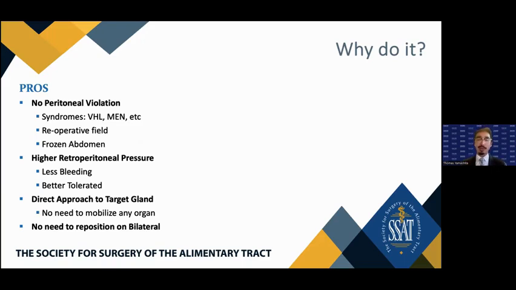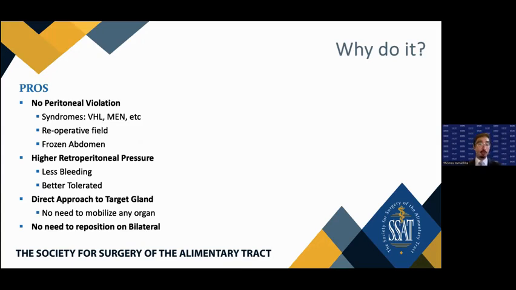So unlike the abdomen, where we do around 15 millimeters of mercury, we can go up to 20, up to 25. So not only is there a little bit less bleeding, but also from a hemodynamic and cardiovascular tolerance standpoint, the patient, although prone, usually tolerates it better. It does have a direct approach to the target gland, so you don't have to mobilize any organs around it.